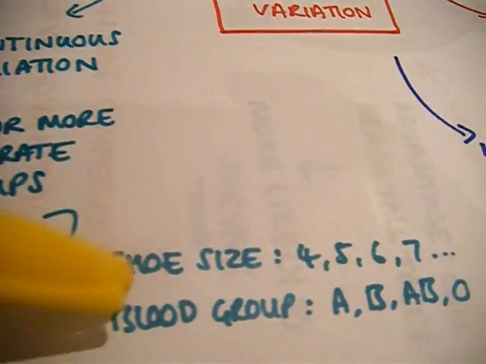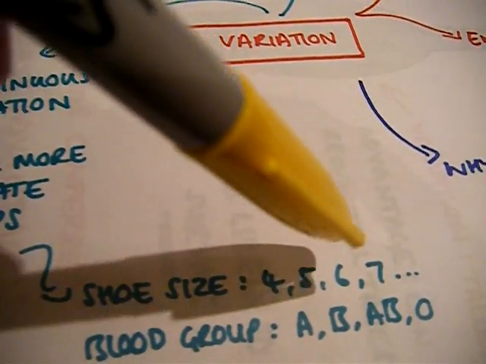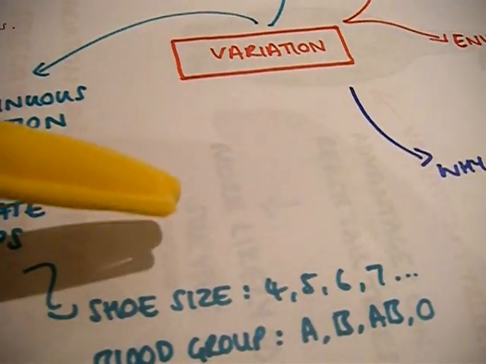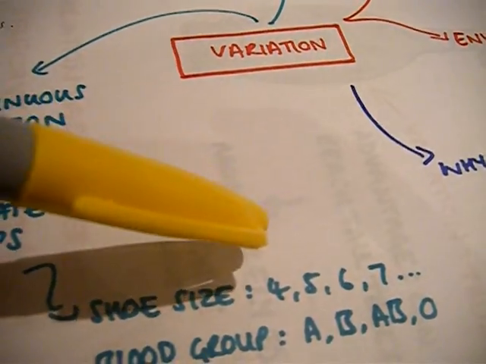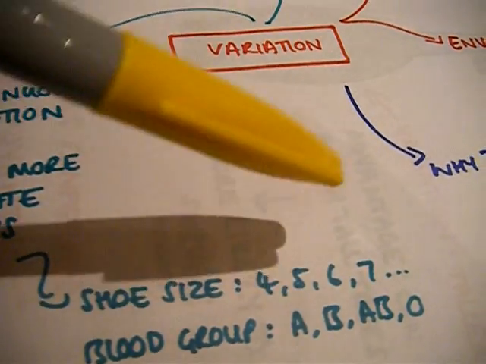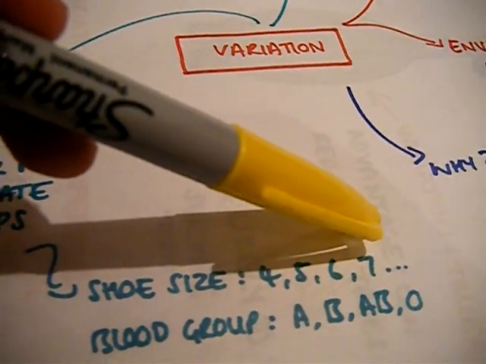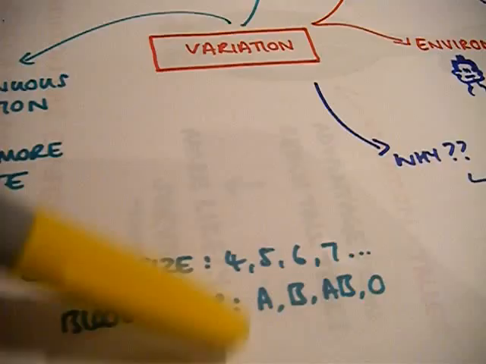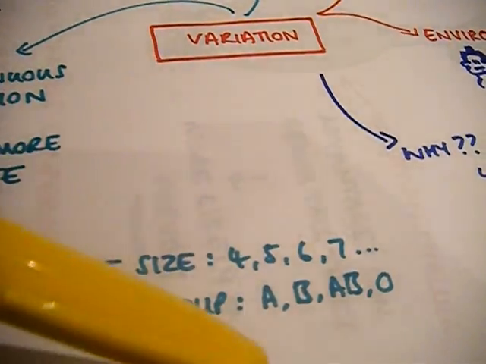So the example would be shoe size, where you're either this, 5, 6 or 7. There's no range. You can't have a shoe size that's between 4 and 7. You're either a 4, a 5, a 6 or a 7. And then blood groups. You can't have a blood group that's between A and O. You either are an A or you're not an A. You're a B or you're not a B. So that's the difference between discontinuous variation and continuous.